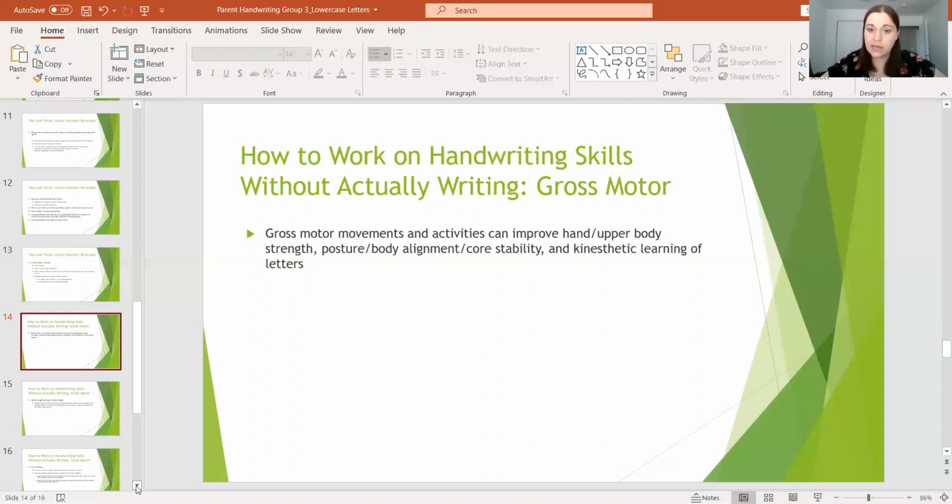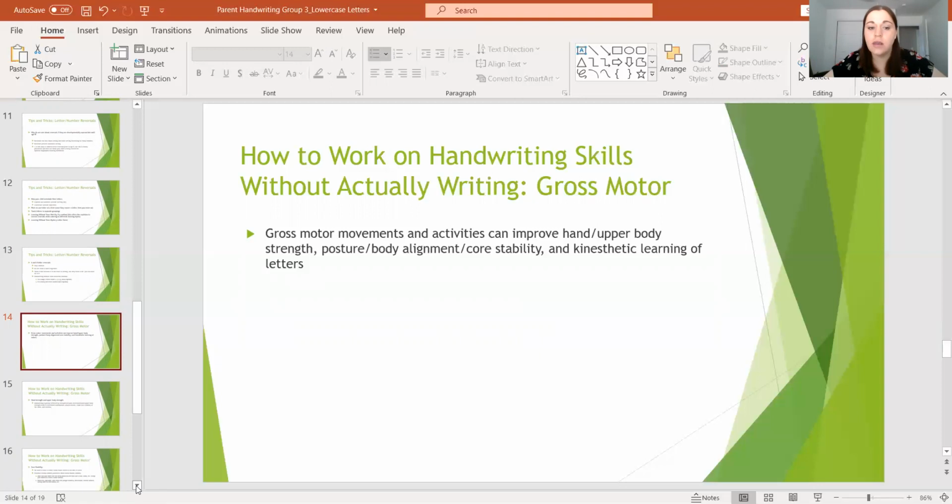Gross motor movements and activities can improve hand and upper body strength. We need strength to be able to control our pencil in a coordinated way. It can help with posture, body alignment, and core stability. To sit at that table and write for as long as our kiddos need to in the school system, we have to have proper posture, proper body alignment, and core stability so that they can control proximal to distal. So our inner body out to our hands, distally.